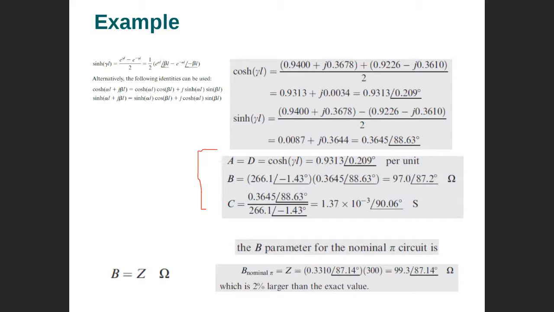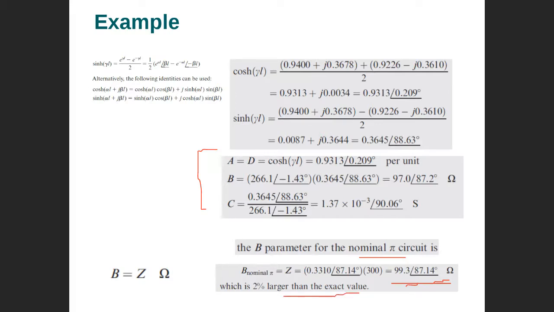this is what we call the nominal pi circuit. The B parameter for the nominal pi circuit is this one here, so Z. So for the nominal pi circuit it is 99.4. The nominal pi circuit is 2% larger than the exact value.